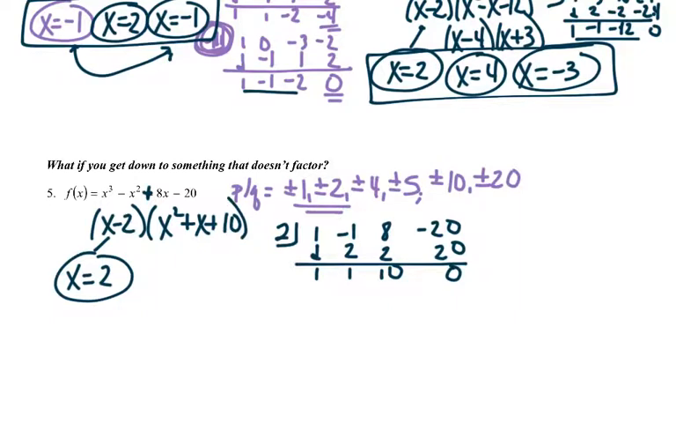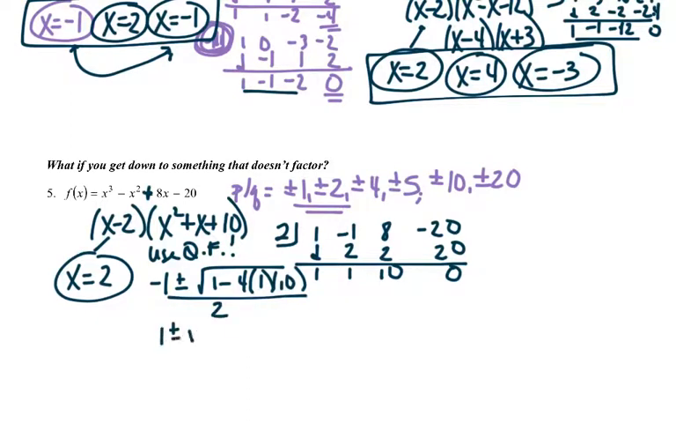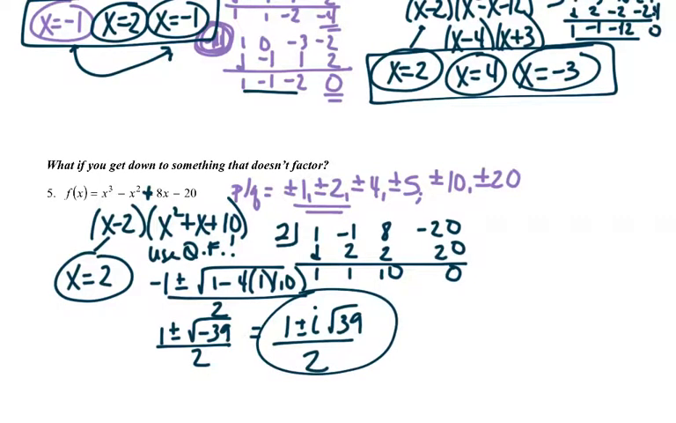We were in this position the other day where we had something that didn't factor that we needed to solve. Do you remember how we did it? Yep, you use the quadratic formula. That's what it's for. It's for solving quadratic equations that do not factor. So minus b plus or minus the square root of b squared minus 4ac, all over 2a. This one here is going to bring up an old friend, i. So I get two imaginary roots. Good.